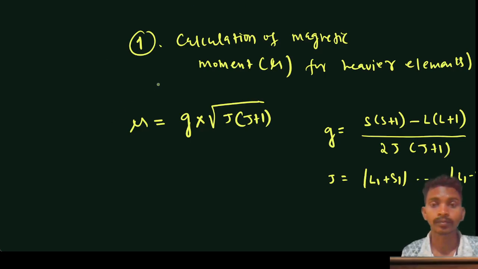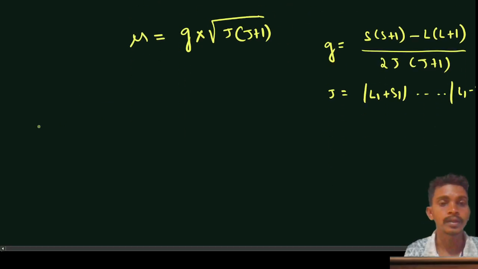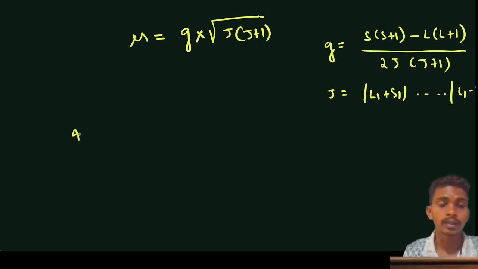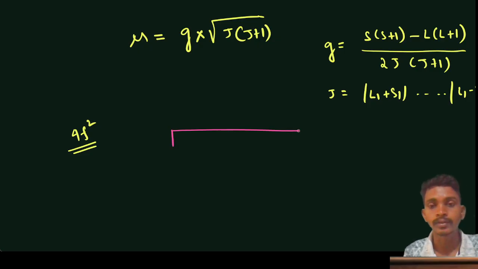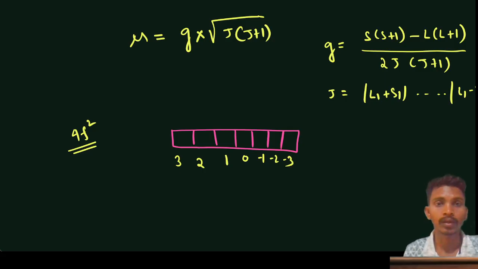Okay, so now let's take the examples. If I take heavier elements, like lanthanide compounds, which generally have F block elements, let's say for F2. In this case, if you fill the electrons, 1 2 3 4 5 6 7, the values are 3 2 1 0 minus 1 minus 2 minus 3. So 2 electrons are there, 1 and 2.